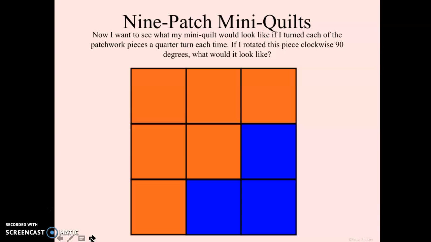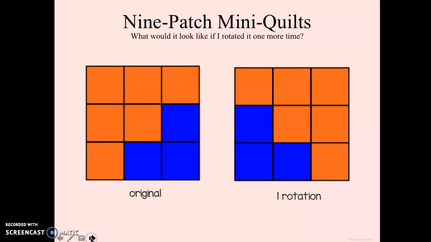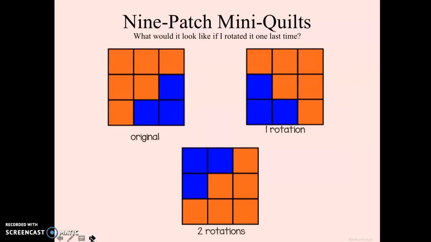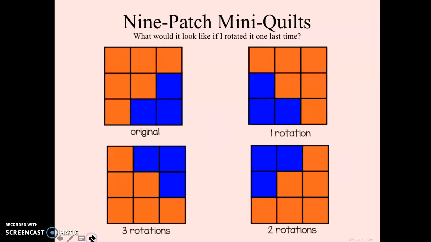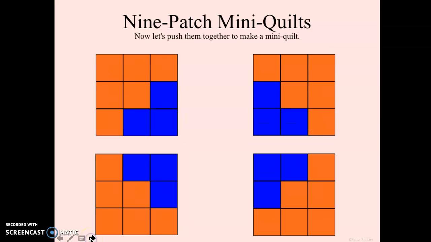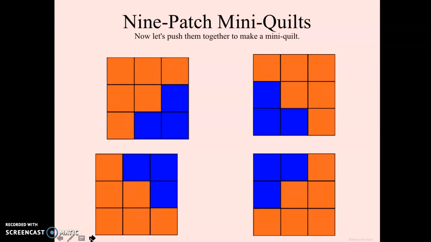Now I want to see what my mini quilt would look like if I turned each of the patchwork pieces a quarter turn each time. If I rotated this piece clockwise 90 degrees, what would it look like? 1 rotation. What if I rotated it 1 more time? 2 rotations. And what if I rotated it 1 last time? There's our 3rd rotation. Now let's push them together.